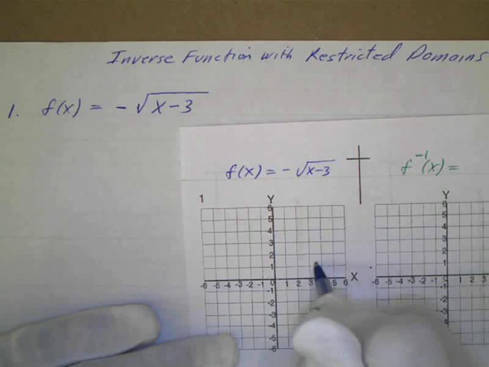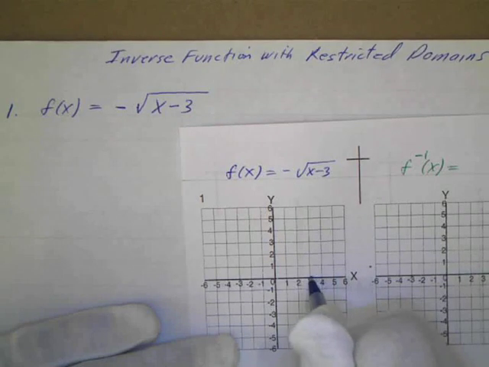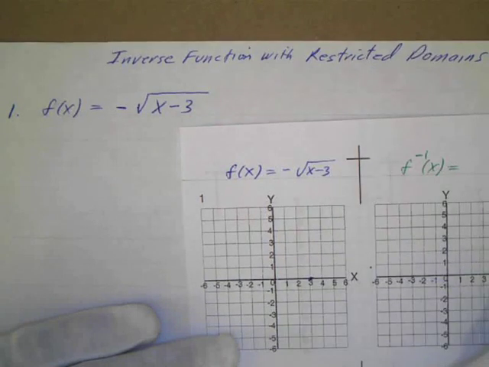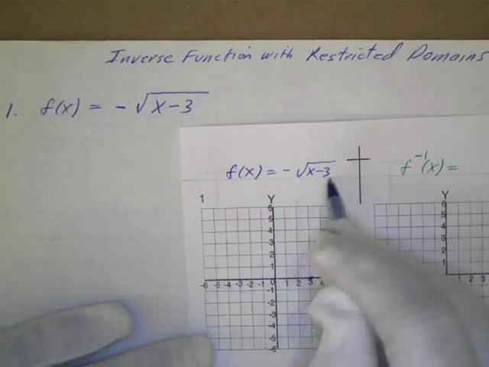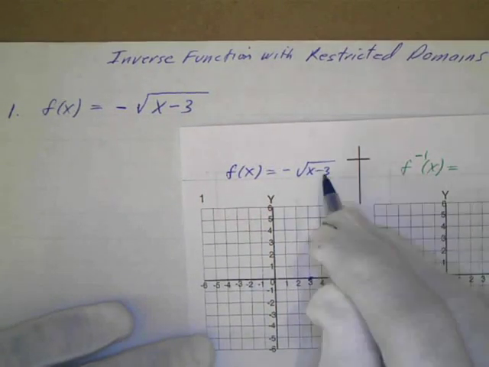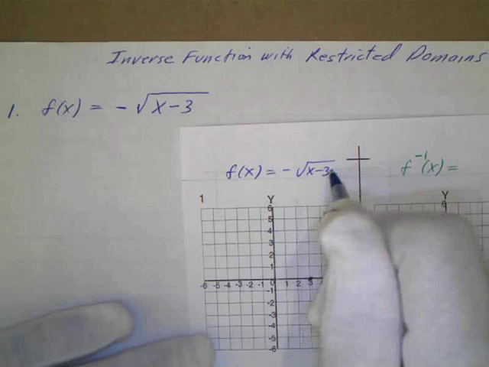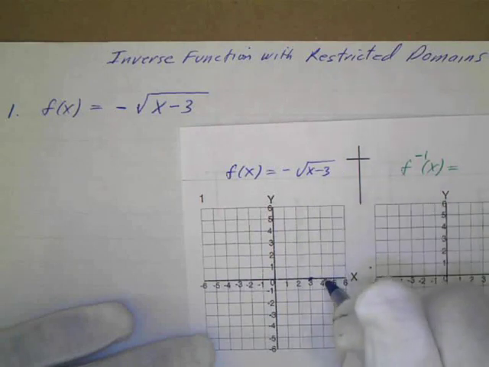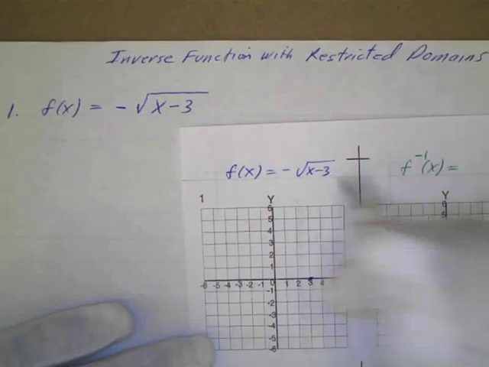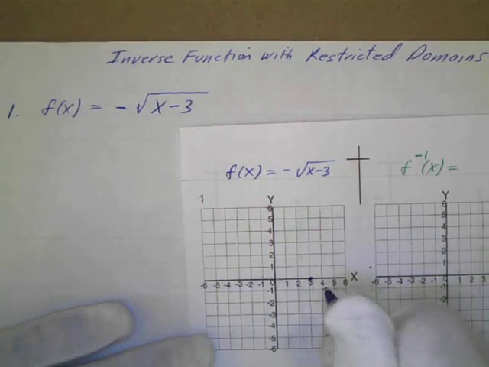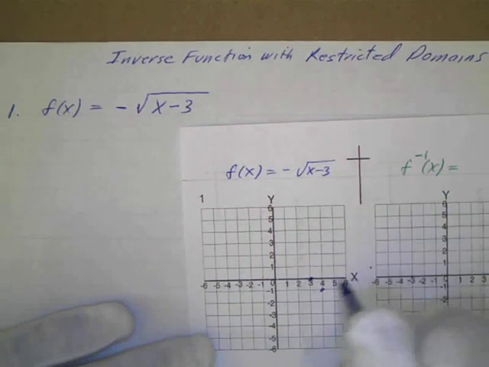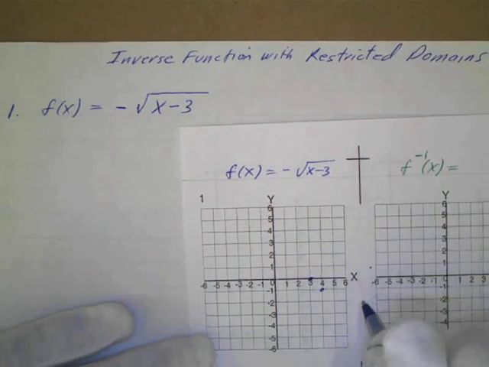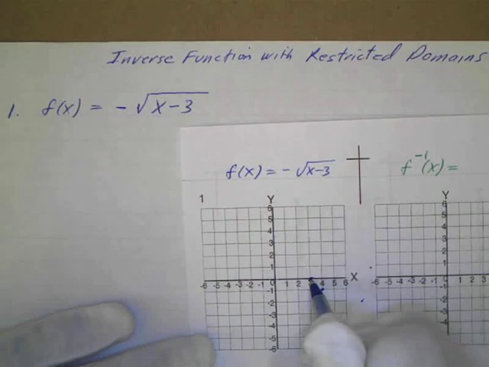But instead of going up, I go down. So when x is 3, this will be 0. And when x is 4, 4 minus 3 is 1, the square root of 1 is 1, but it's going to be negative, so it's going to be down here at negative 1. And then if we go over here, 1, 2, 3, 4, we'll go down 2. You can't really see that on the graph, but it would look like this.